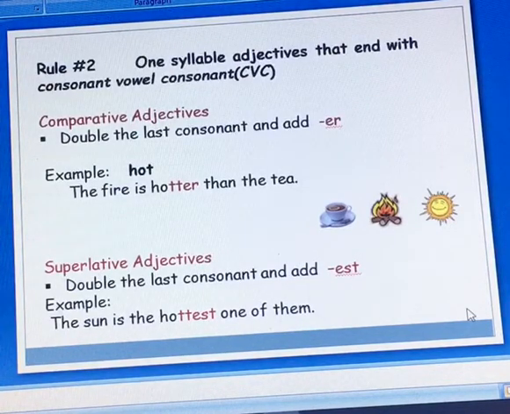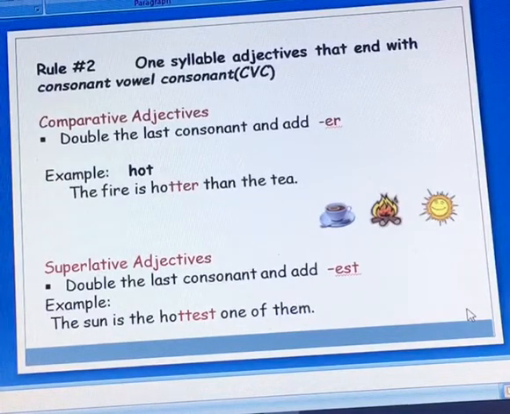For superlative adjectives, we double the last consonant and we add est. For example, the sun is the hottest one of them.